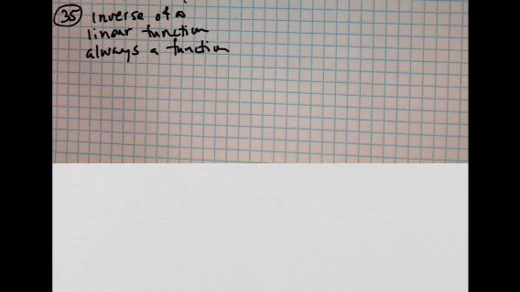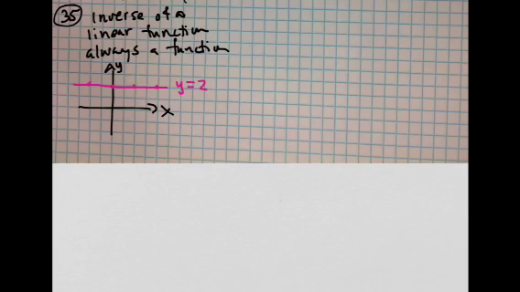Okay, 35 is a true or false question, and it says that the inverse of a linear function is always a function. That's true except for one exception. If you have a horizontal line, say y equals 2, that's a function, and I found the inverse for that. Remember how we find inverse? We can just switch points. I'm just drawing some dots because we're going to be finding their inverse.